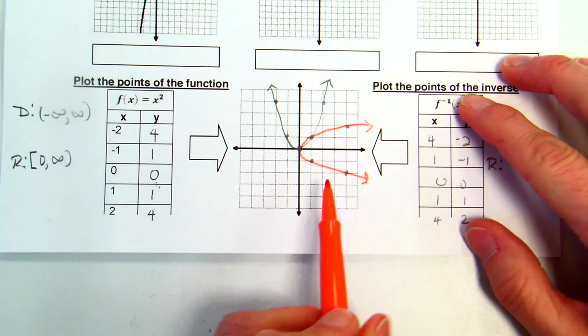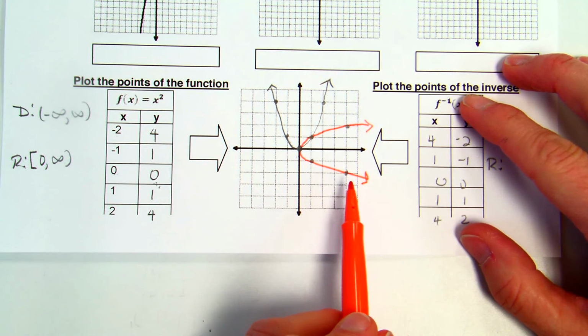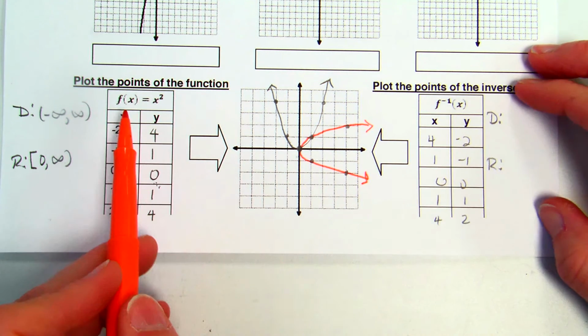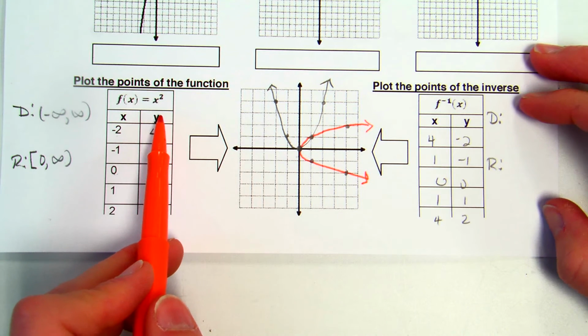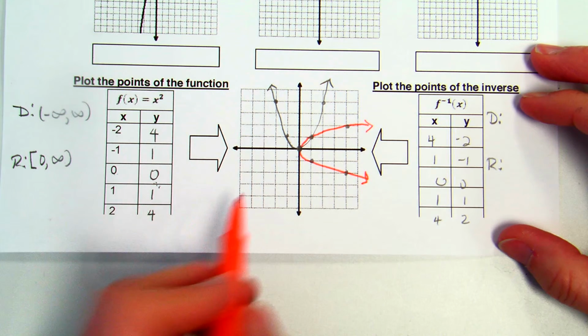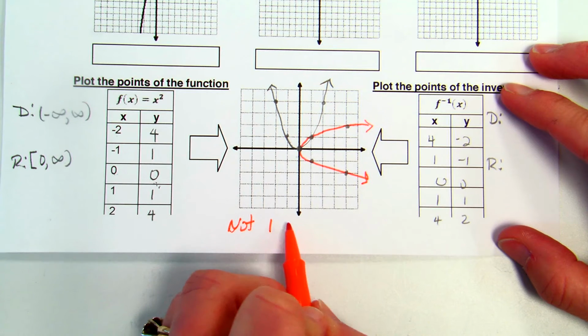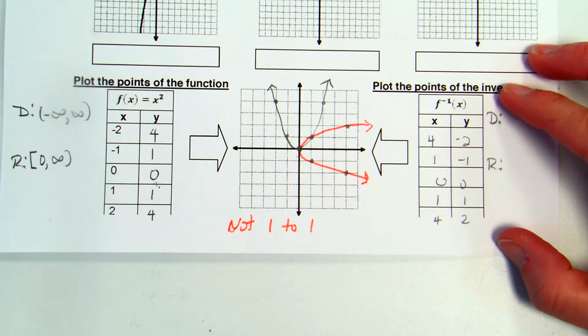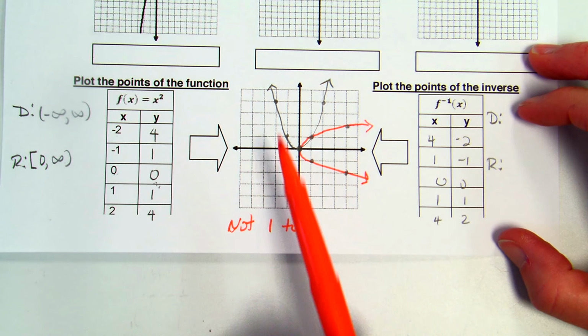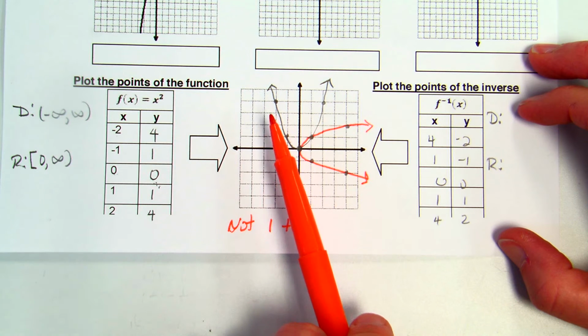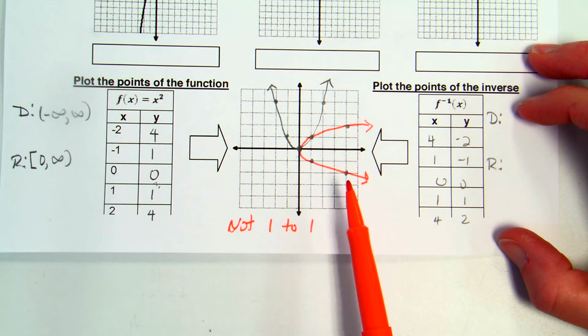Now, is this orange graph a function? No, it is not. So is this function f of x equals x squared a one-to-one function? It is not one-to-one. That's going to be something that you have to tell me on your test. Okay, this one is not one-to-one. That original parabola did not pass the horizontal line test. Therefore, when I graphed its inverse, it didn't pass the vertical line test. It was not a function.